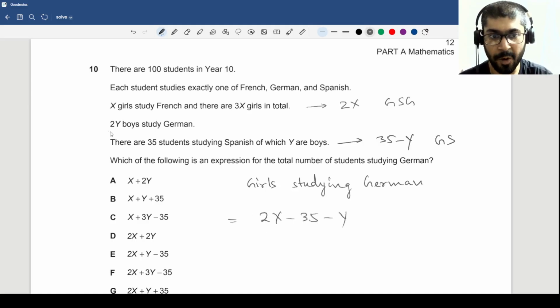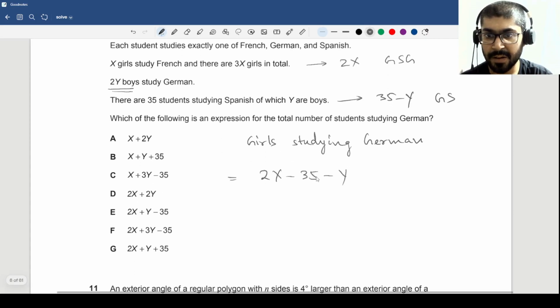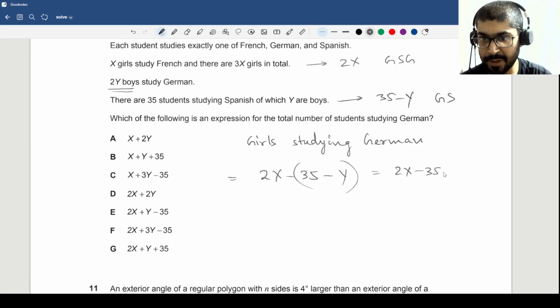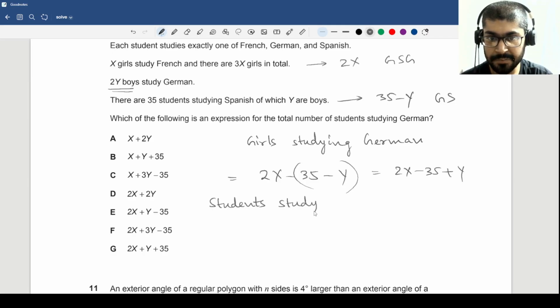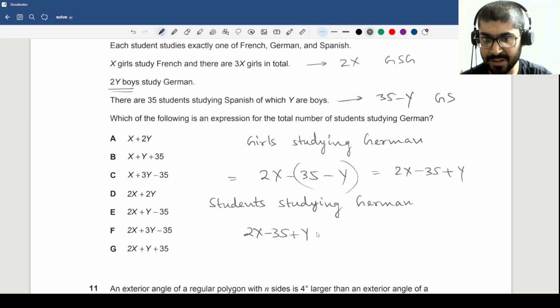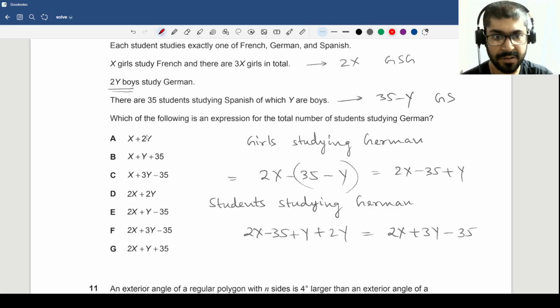Now 2y boys also study German. This is minus (35 minus y), so this will be 2x minus 35 plus y. So for students studying German, this will just get added. 2x minus 35 plus y is the number of girls studying German, and 2y boys study German as well. So add 2y, and that will give us 2x plus 3y minus 35. What does this equal to? A, B, C, F. Yeah.